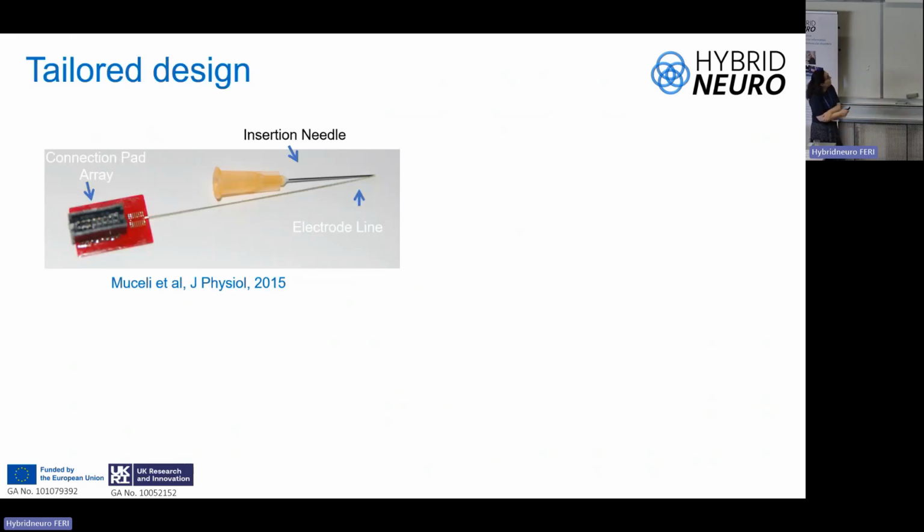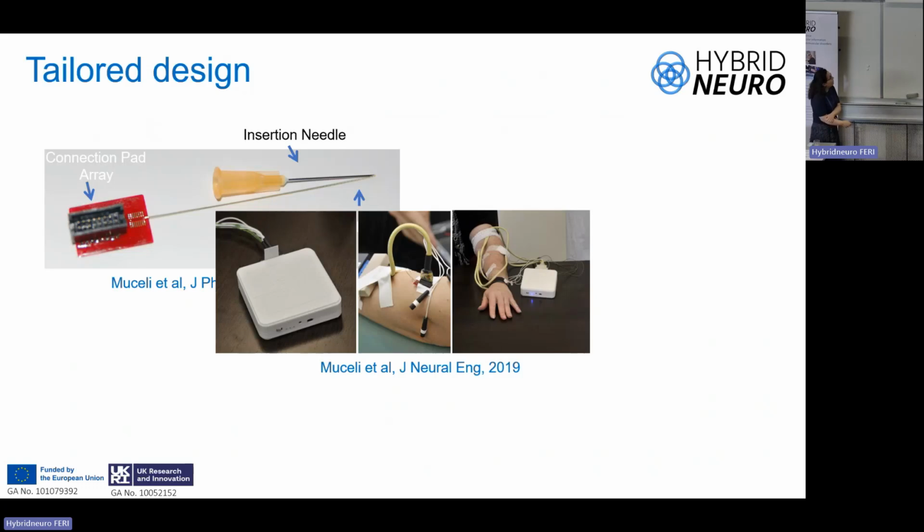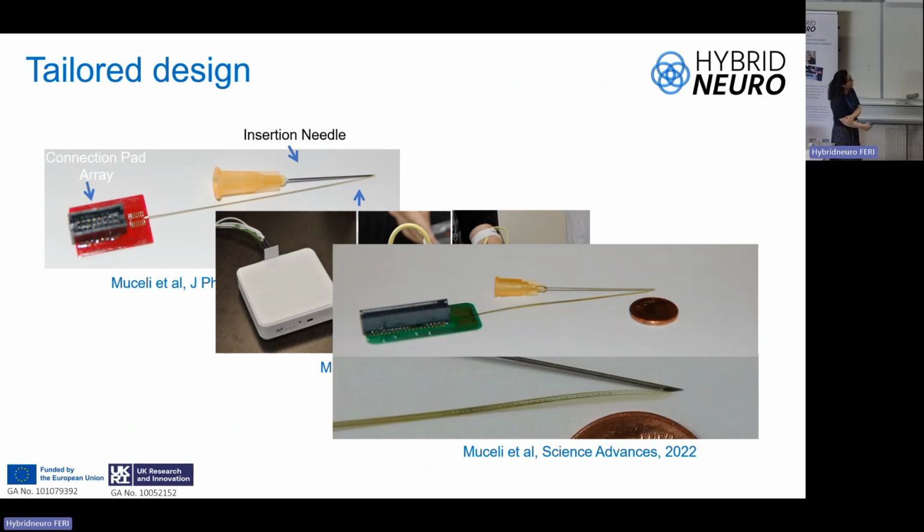So our first electrode had 16 detection sites. Then we had one that could be used both for detecting EMG signals and stimulating. This is the electrode you heard about from Alejandro yesterday. And our latest development includes a density of detection sites very close to each other.